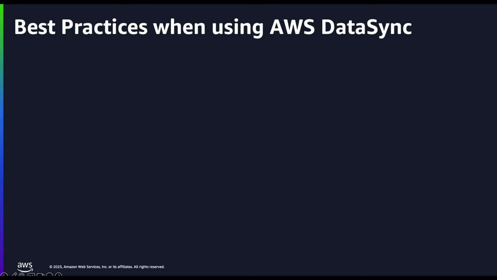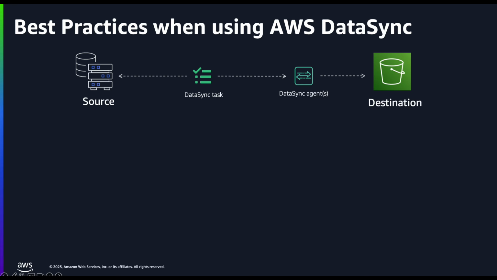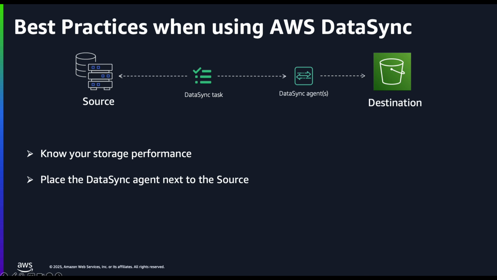I'd like to finally leave you with some common best practices when using DataSync to migrate data from a supported source location to AWS. Understand your source storage performance and baseline your source storage IOPS and throughput capabilities to set realistic transfer expectations and to identify bottlenecks. If your migration requires the installation of an agent, deploy the agent on the same network segment as your source data to minimize any latency.